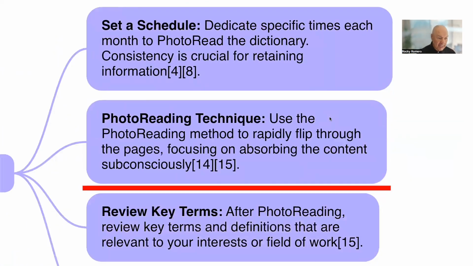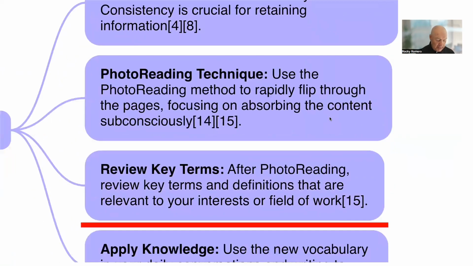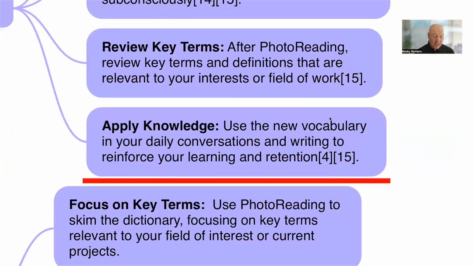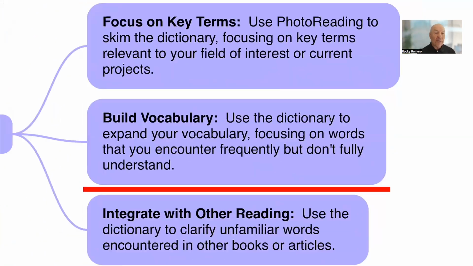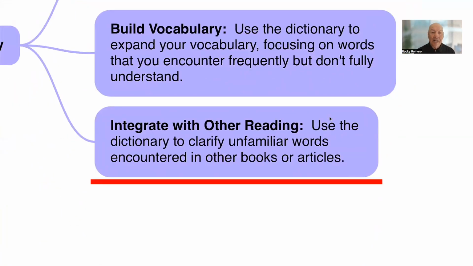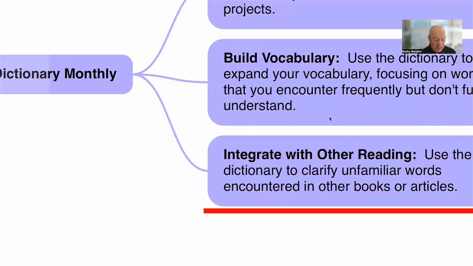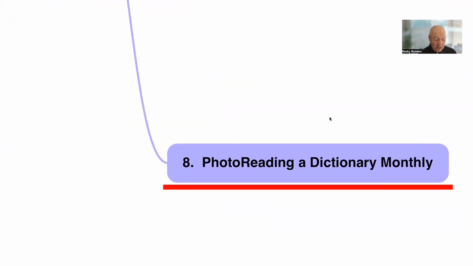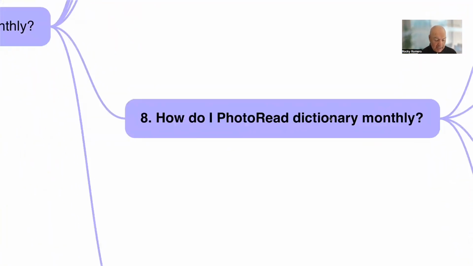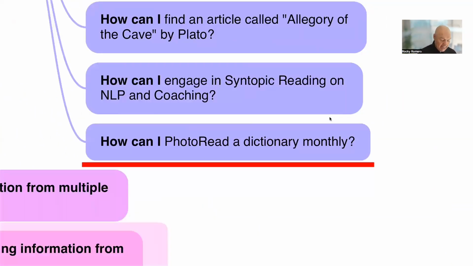And the key is to set a schedule to do that. Photo read the dictionary, review the terms, apply the knowledge, focus on key terms, and build the vocabulary by remembering the words and definitions, and being able to use them in conversation, or as often as I can, integrating it with other reading. Interestingly enough, the ability to understand vocabulary has allowed me to understand complex concepts that other authors are putting together. So doing that on a monthly basis is something that I aspired to and wanted to do.